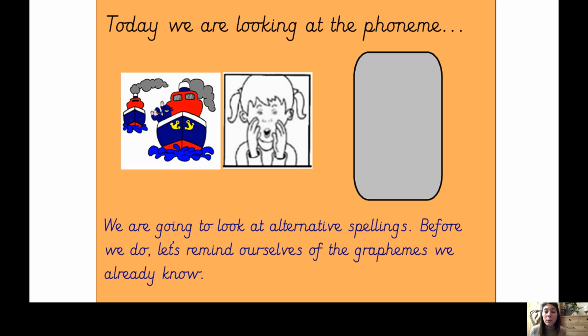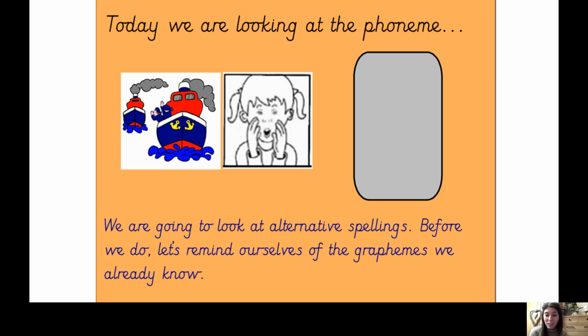Wonder if you can do a quiet whisper. Oi. Could you do the Queen's voice? Oi. Could you do a manly voice? Oi. Could you do your girly voice? Fantastic. And your super loud voice. I'm going to cover my ears. Oh my goodness, you were all so loud. We know that this picture represents the oi sound, the oi phoneme.